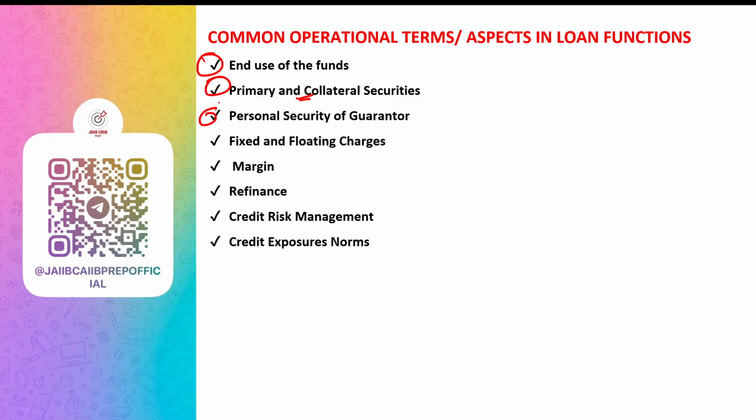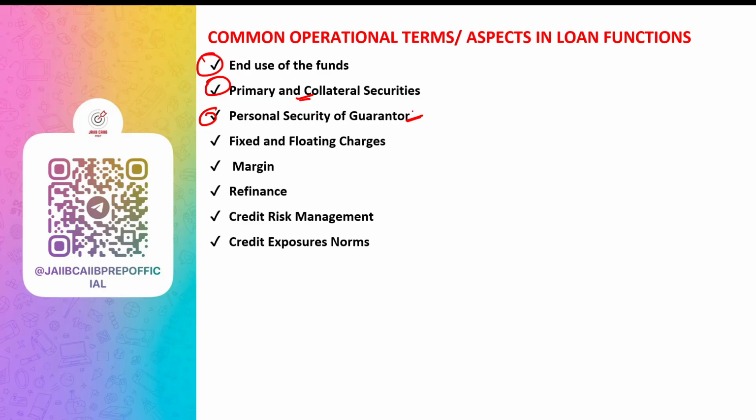Personal security of guarantor. This is when a third party, a third person, promises to pay the borrower's dues if the borrower defaults. So no asset is directly placed here. It's a personal commitment. If the borrower fails to repay, the bank can sue the guarantor in court to recover the amount. So a contract of guarantee is there, and we'll study the contract of guarantee in the coming units.